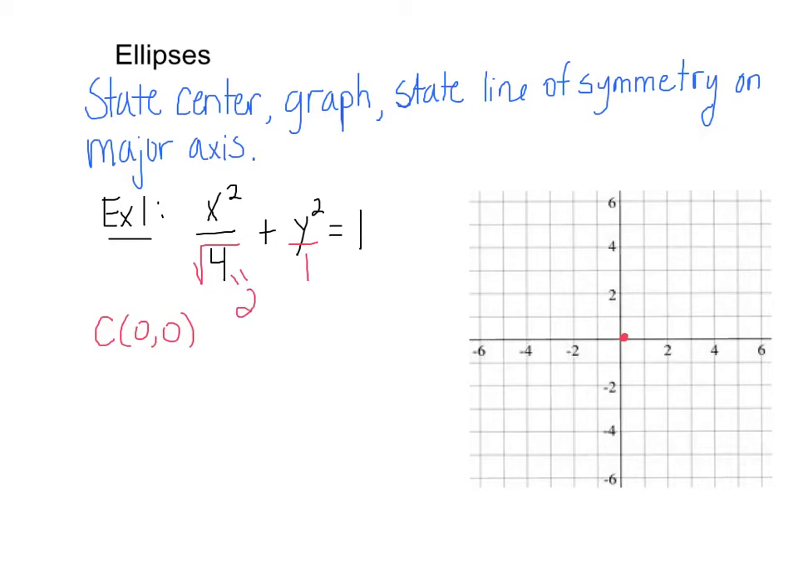That's the distance that you need to go out from the center in the x direction, which would be left and right. So I'm going to go to the right 2, and I'm going to put a point. I'm going to go to the left 2 and put a point, and this is all from your center. Then you're going to take the square root of 1. Well, the square root of 1 is 1. And that's going to go in the y direction, which is up and down from the center. So you're going to go up 1, and you're going to go down 1.